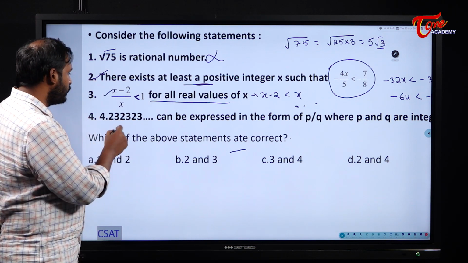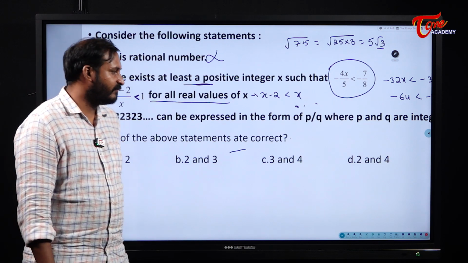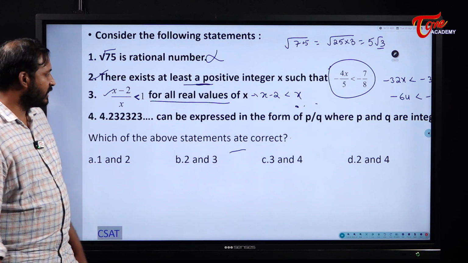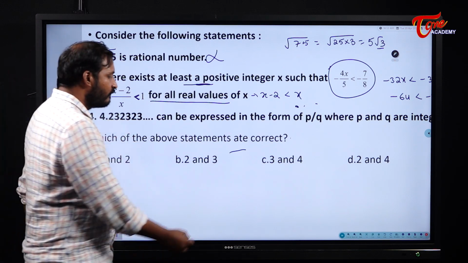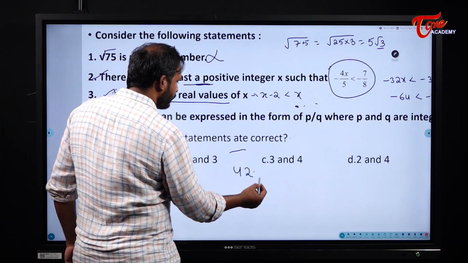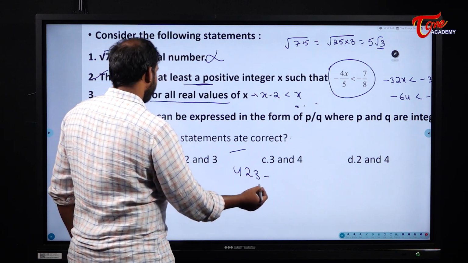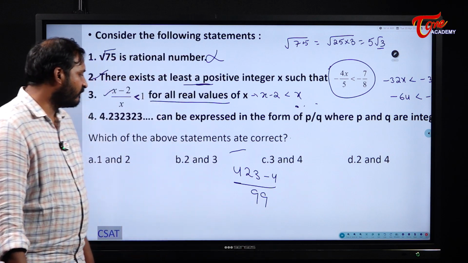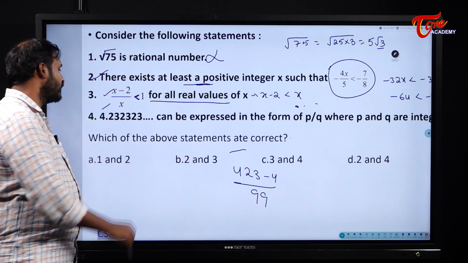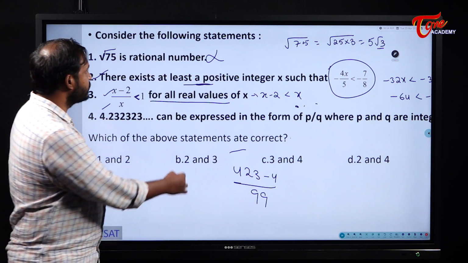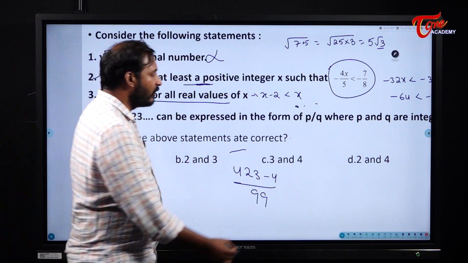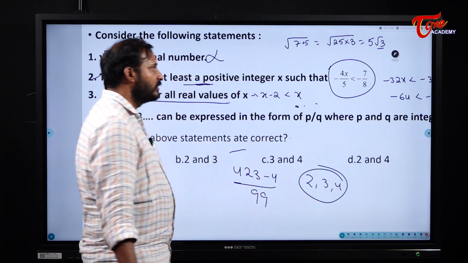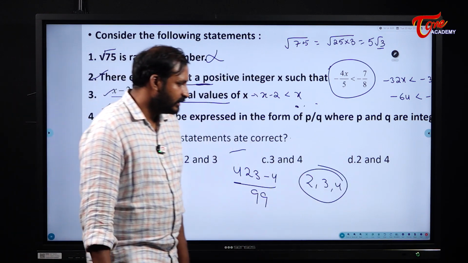Next, 4.232323 can be expressed in the form of p by q, where p and q are integers. Yes, it is repetitive, right? 4.23 repeating. What can I write? 423 minus 4 by 99. I can write it in the form of p by q. So this one is also correct. So here 2, 3 and 4 are correct. In the options we didn't mention that one, but here all of 2, 3 and 4 are correct for us. Okay. Next one.